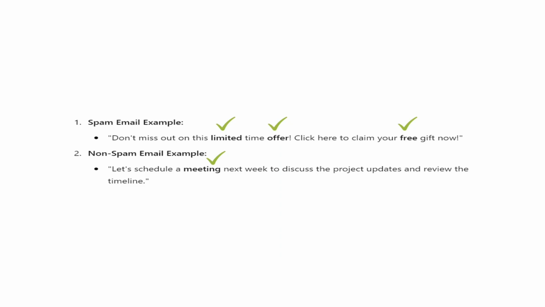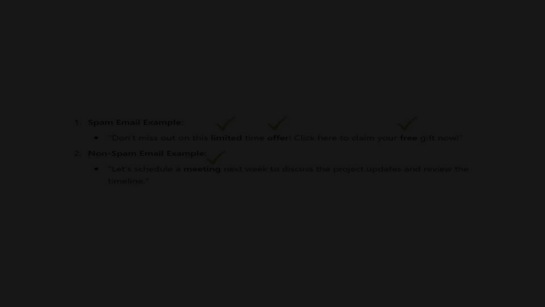Then, when a new email comes in, multinomial naive Bayes adds up the likelihood of each word being in either category. And based on that, it makes a prediction. Is this email spam or not spam?